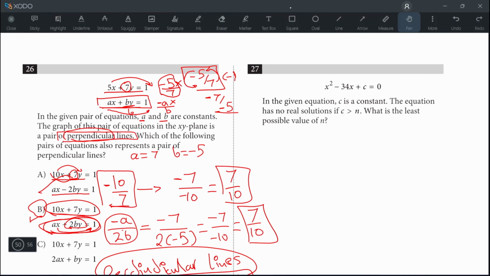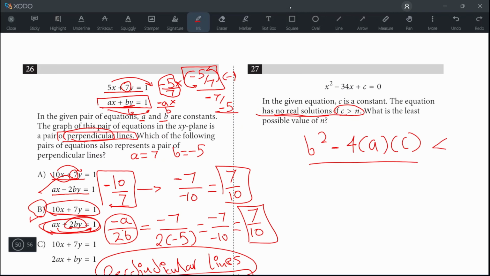What about question number 27? In the given equation, c is a constant. The equation has no real solution, and c is greater than n. What is the least possible value for n? b to the power of 2 minus 4 multiplied by a multiplied by c. Now we know if b to the power of 2 minus 4ac is less than 0, then the equation does not have a real solution, and that's the case here. So this should be less than 0.